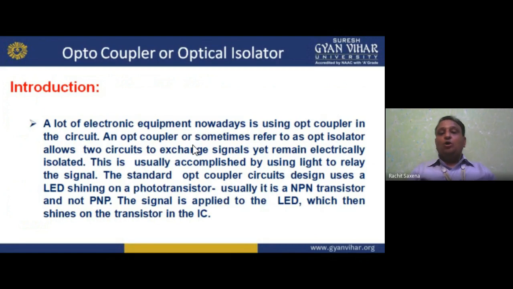Now, optocoupler or optical isolator. The introduction, how can we define it? A lot of electronic equipment nowadays is using an optocoupler in the circuit. An optocoupler, sometimes referred to as an opto-isolator, where opto means optical, allows two circuits to exchange signals yet remain electrically isolated. This is usually accomplished by using light to relay the signal.